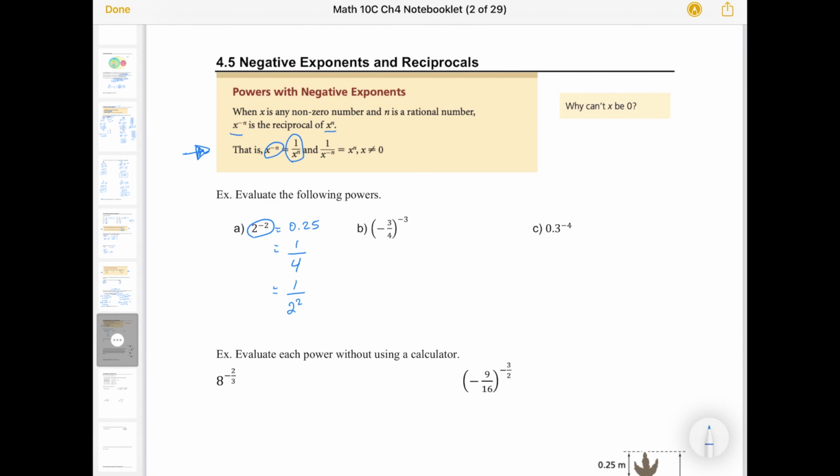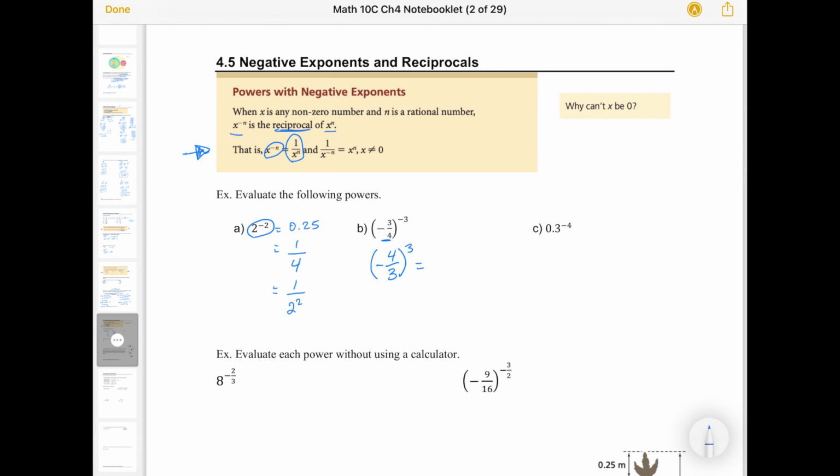But it is also the reciprocal. That becomes interesting when we're dealing with a fractional base here. I'm taking the reciprocal. It's not just 1 over it. I can take the reciprocal. So for b, instead of negative 3 over 4 to the negative 3, it could be negative 4 over 3 to the 3. And that's how I'd write it with a positive exponent.